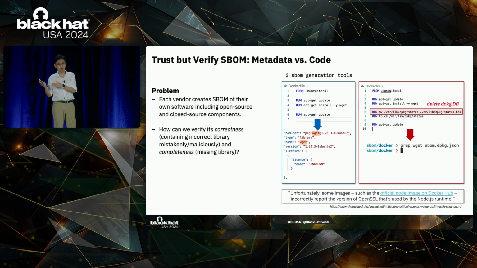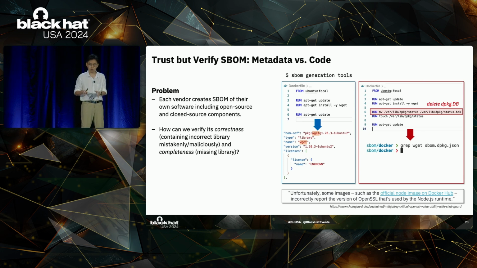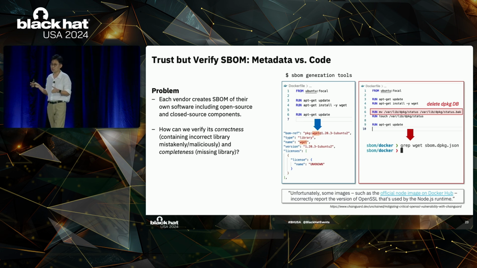On the right-hand side, you see some simple Docker files. We actually tried some SBOM generation tools on these two Docker images. The first one is quite simple: an Ubuntu image where you install wget, and when you inspect the SBOM, as expected, it lists wget, which is obvious. But on the right-hand side, the minor difference is that now we remove the dpkg database, which is used by aptitude. That means aptitude now doesn't have any information about wget, even though the Docker image actually has the wget binary.